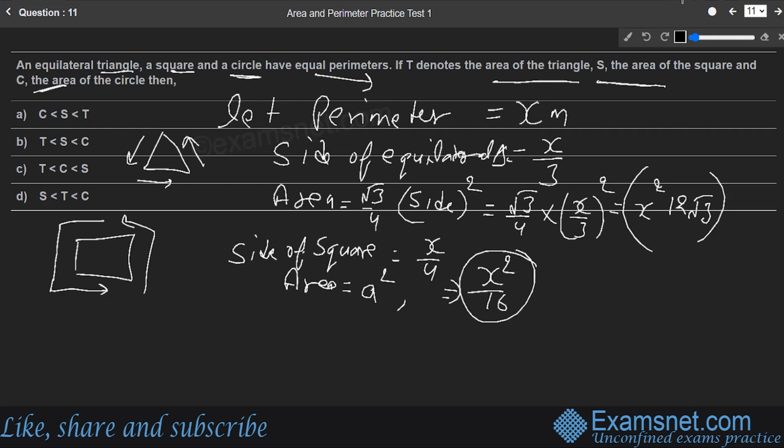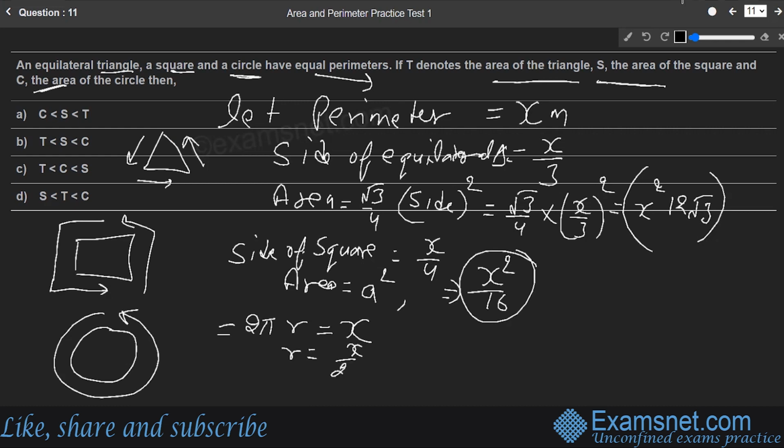Now we are supposed to find the case for the circle. A circle has a circumference, and that is its perimeter. The circumference is given by 2 pi r, where r is the radius, and this value is assumed to be x. So we can find the r value as x by 2 pi. Now the area of the circle is pi r square. If we put the r value here, the area comes out to be pi into x by 2 pi whole square. Solving this further gives the area of the circle.